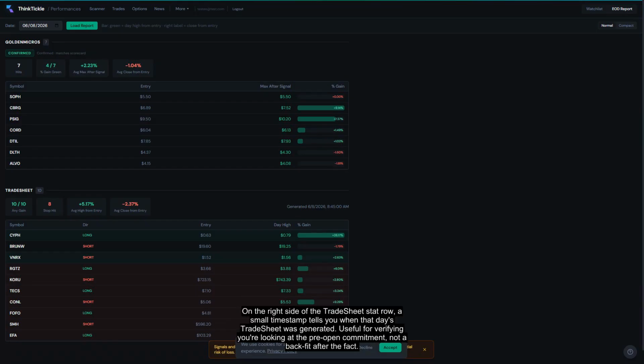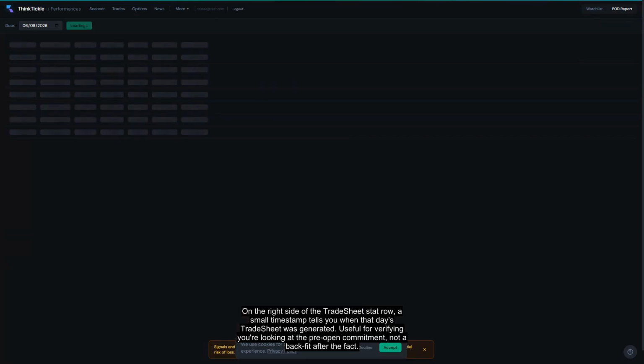On the right side of the trade sheet stat row, a small timestamp tells you when that day's trade sheet was generated. Useful for verifying you're looking at the pre-open commitment, not a backfit after the fact.